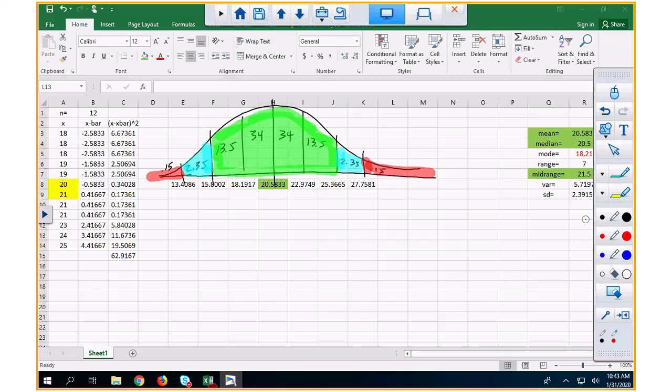Name another outlier. How about somebody that makes 1,800 on the SAT? Yeah. That's an outlier.